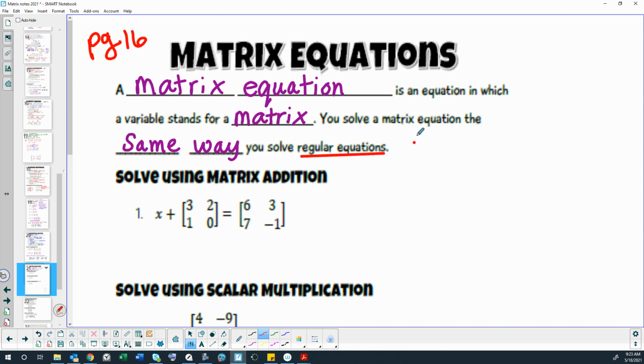If we wanted to solve, my computer is really bogged down right now.